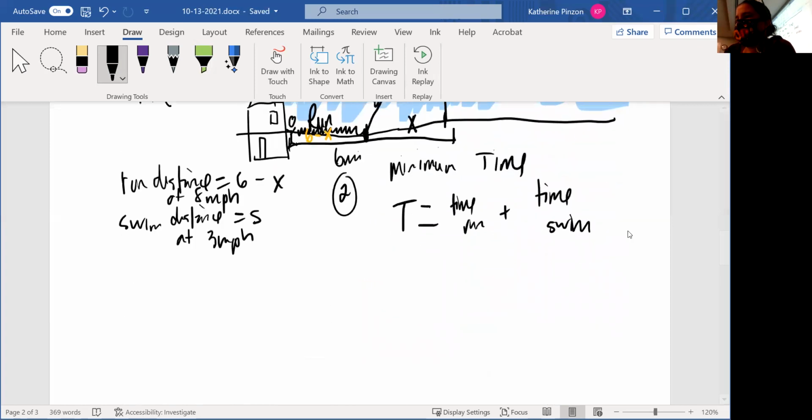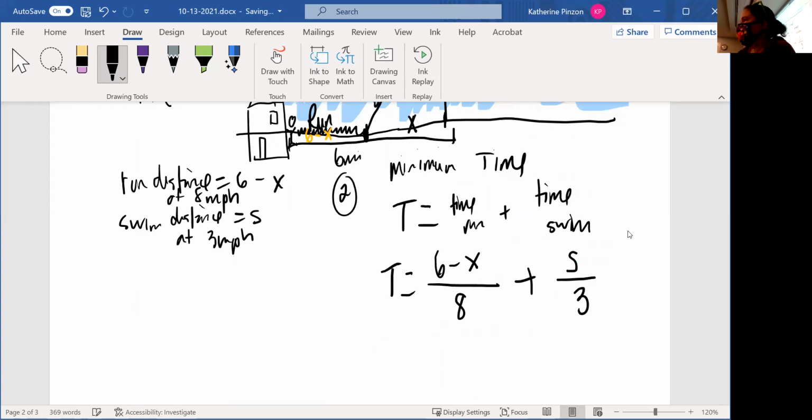Okay, so the time it takes me to run is going to be the distance I run. What's the distance I run? 6 minus X over the speed I run. How fast am I running? 8 miles per hour plus, good, the distance I swim, S, over the speed I swim, 3. Yeah, 3 miles per hour. So this is going to be my time equation.